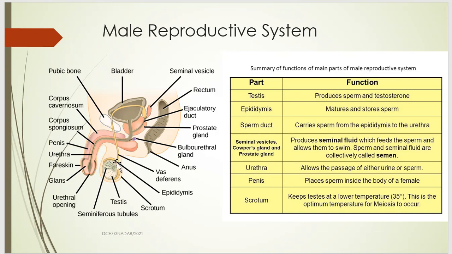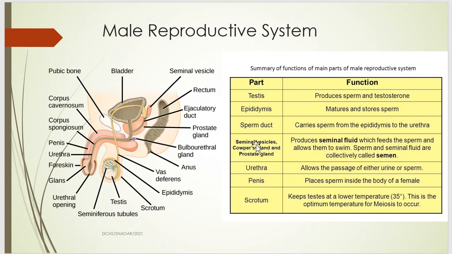And the third part is the sperm duct. The sperm duct is right here, this yellow tube which is coming out, and the sperm duct is also called vas deferens. It carries the sperm from epididymis all the way out through this tube, and right here it reaches and opens out through the urethra. So that is a sperm duct.